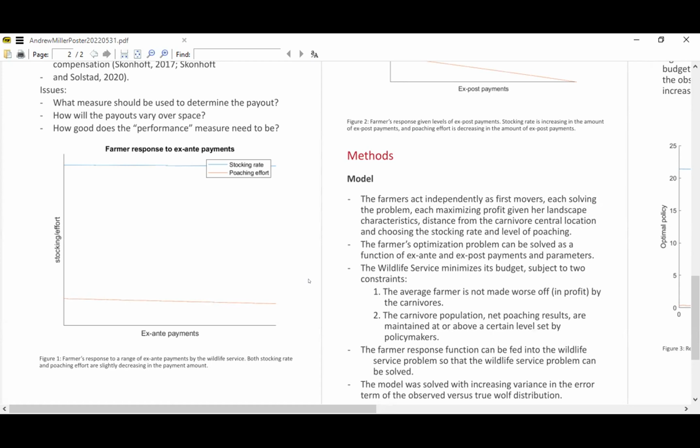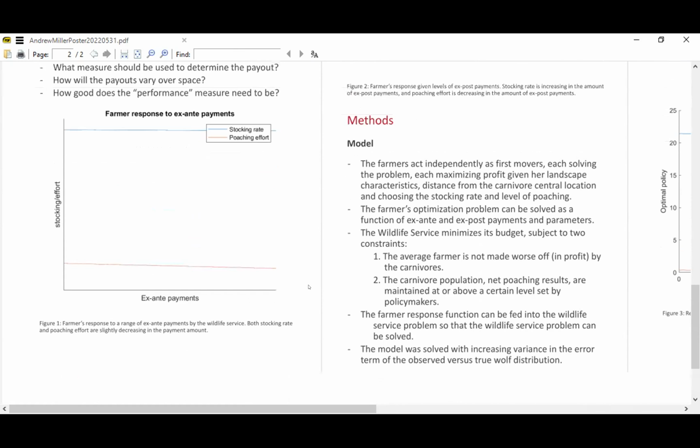And so a related question is, how good does this performance measure need to be? How good does the measure need to be in order to be highly correlated enough with the true population that it's effective?